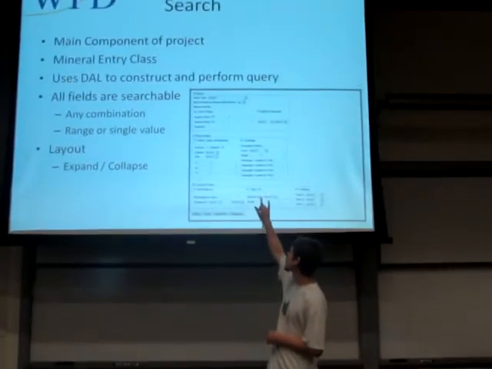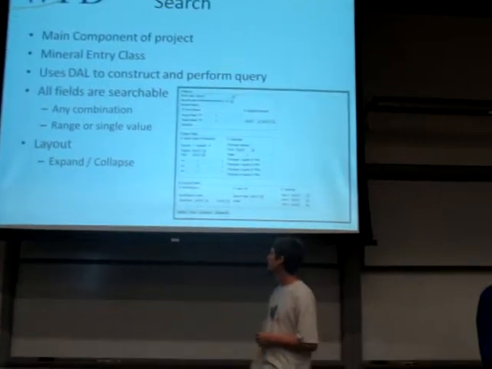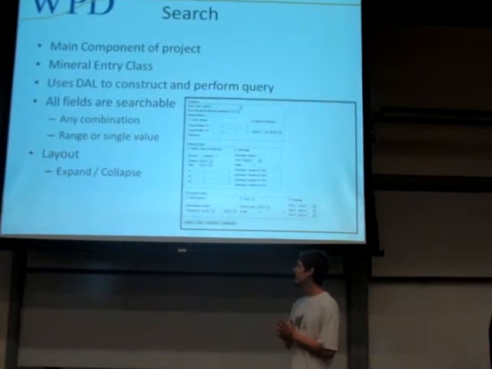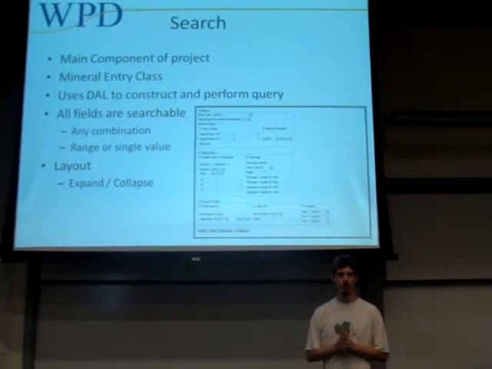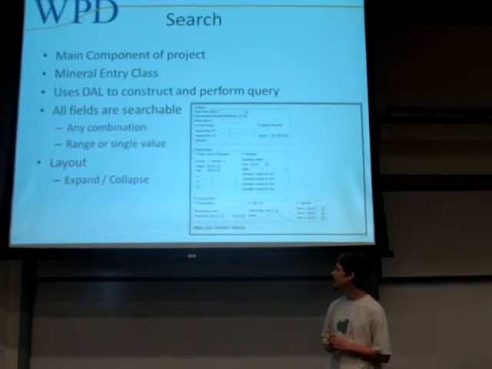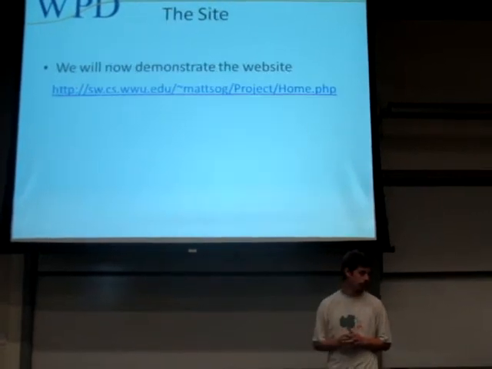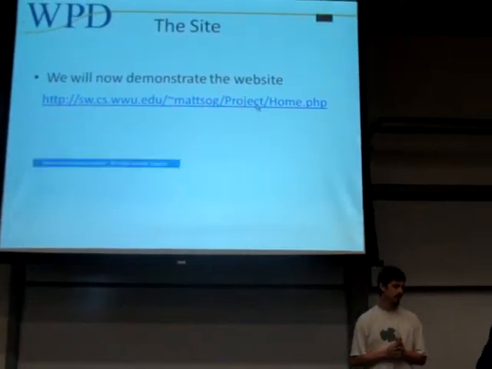Range of values. That's what those two next boxes are for. And that all becomes a very interesting problem in the search. And yeah, so the last thing is just to demonstrate the site.